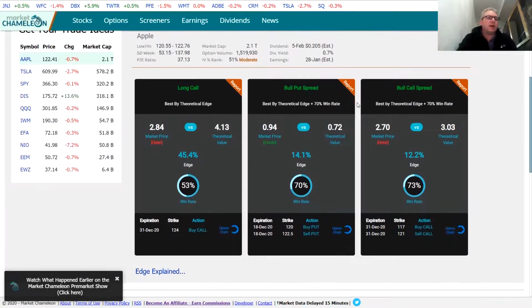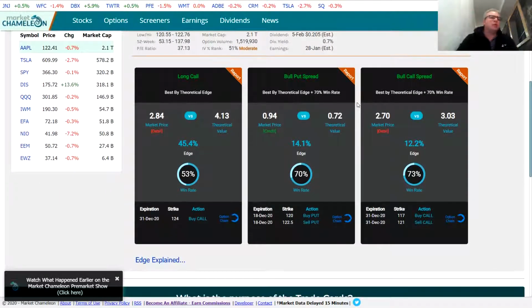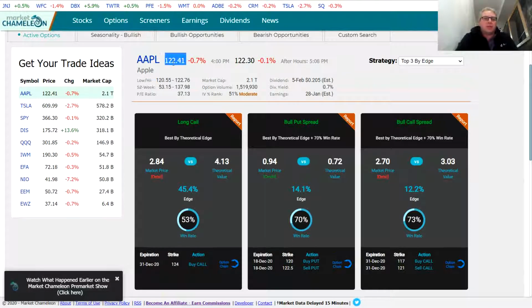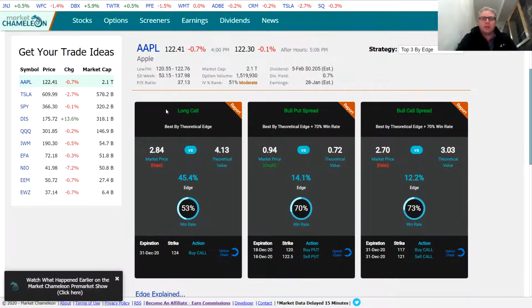Let's start with the active. That's the most liquid volume trades of the day. Apple is the first one. Of course, you got Tesla, SPY, Disney, because they went like 15% up today, which was crazy. QQQ, Russell, and a couple of others, including NIO and some ETF. You are looking for this, Apple 122.4. Here you got the strategy.